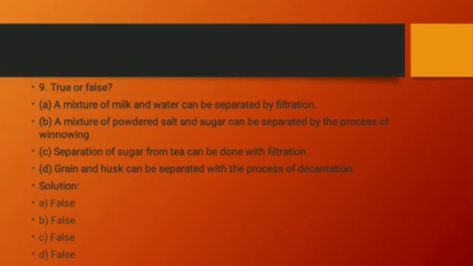Now D, grain and husk can be separated with the process of decantation. Grain and husk we cannot separate by the process of decantation; grain and husk can be separated by the process of winnowing. So this sentence is false. Grain and husk can be separated with the process of decantation. That is false.